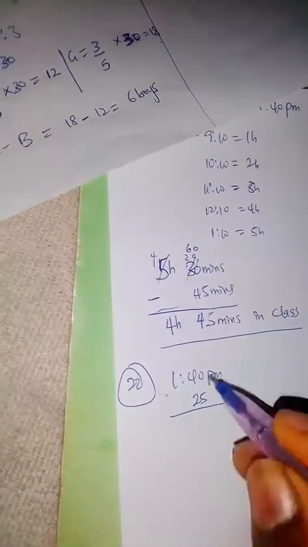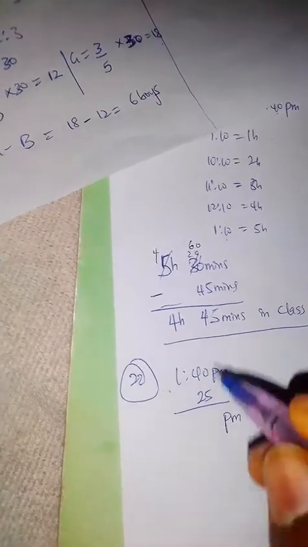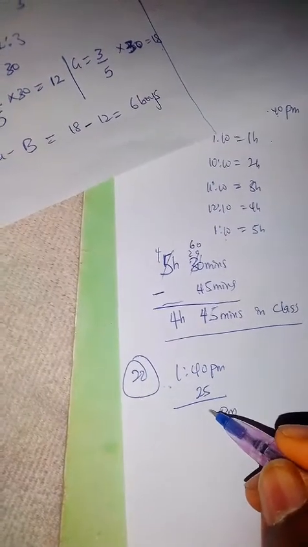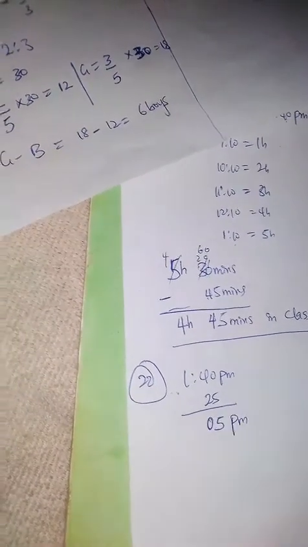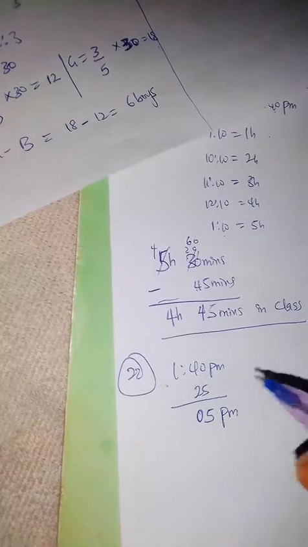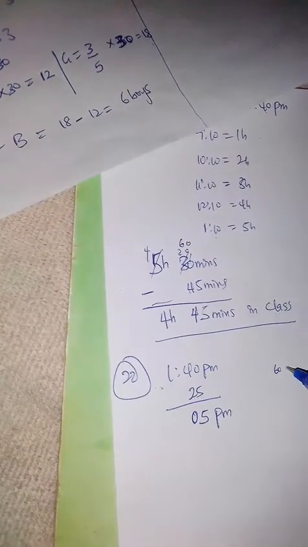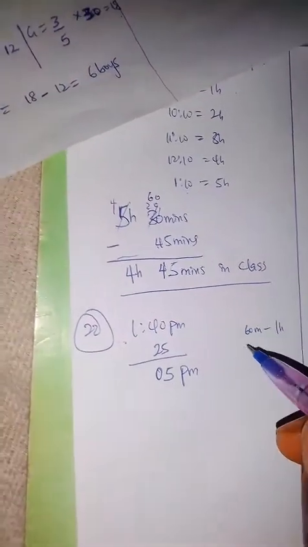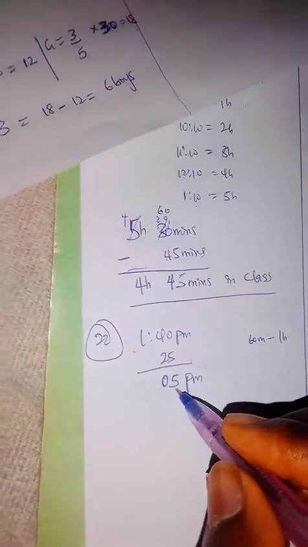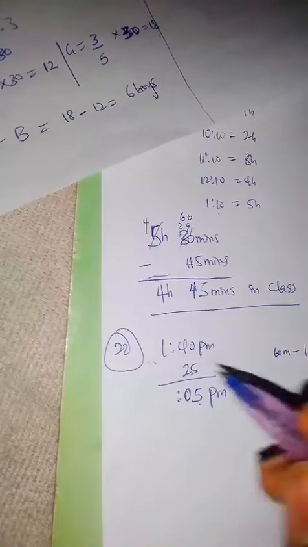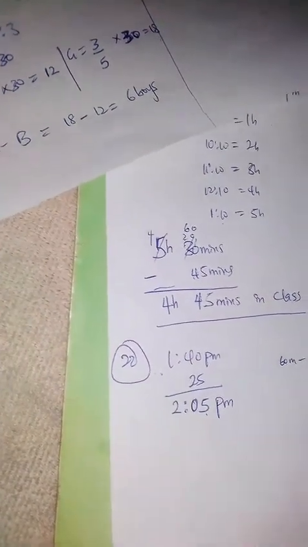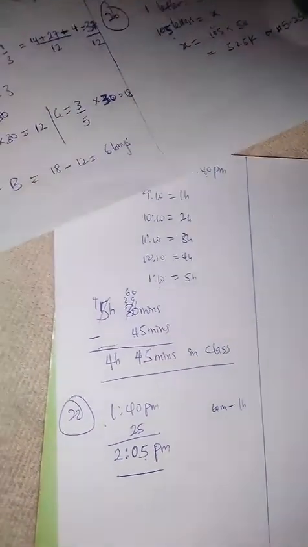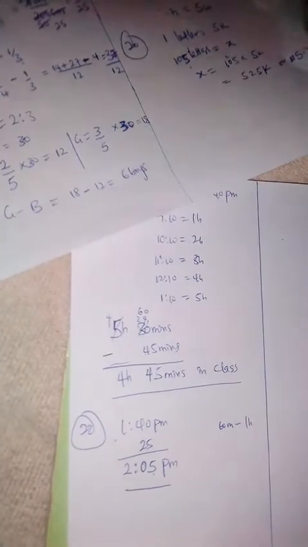I'm adding minutes, so the answer will still be in p.m. On adding, this becomes 65. But I can write only 5 down, because 60 minutes makes 1 hour. So 60 from 65 becomes 5. As I wrote 5 here, I add 1 here and it becomes 2. It means at exactly 2:05 p.m. he is going to arrive at his house.